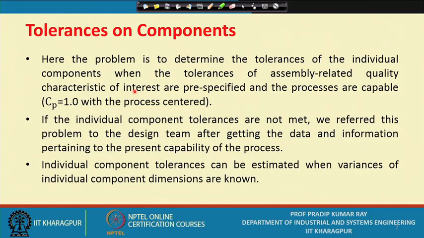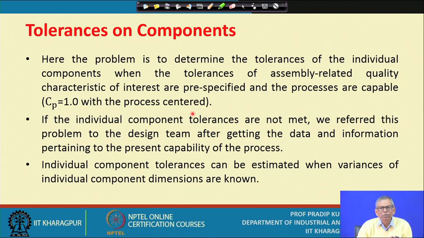Here the problem is to determine the tolerances of the individual components when the tolerances of the assembly-related quality characteristic of interest are pre-specified. This point I have mentioned: it's already known, and the processes are capable, that means Cp is equal to 1.0, with the process centered. This is all we have been saying, that the process is to be made centered, and then make sure that the process is capable. That means the value of Cp must be at least 1.